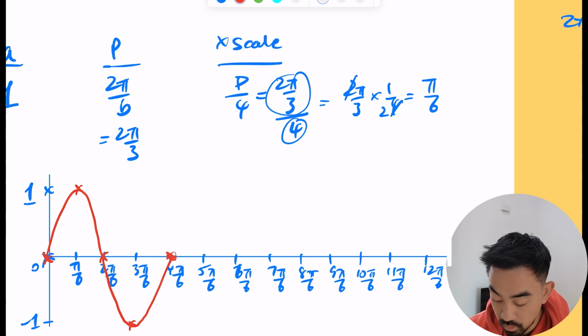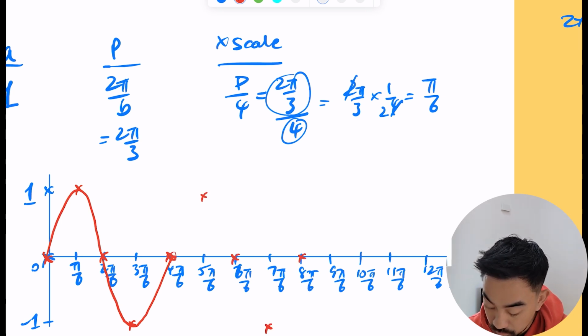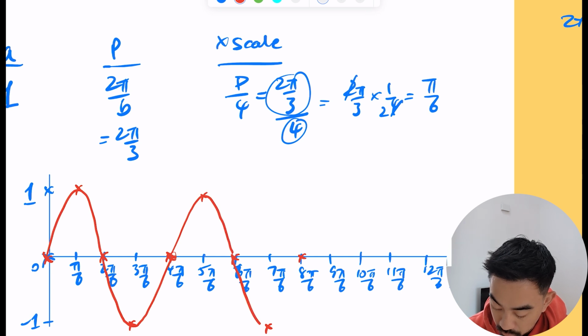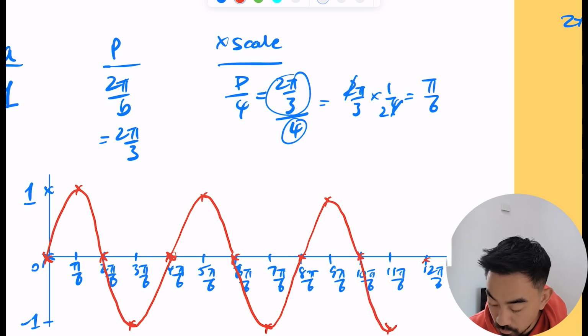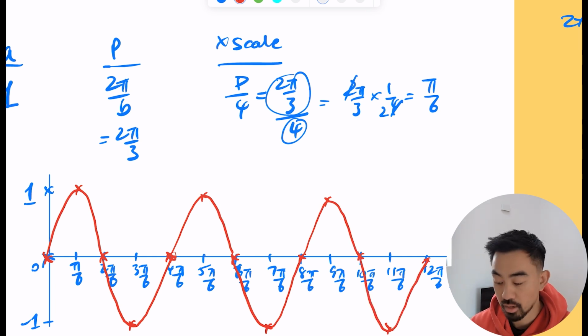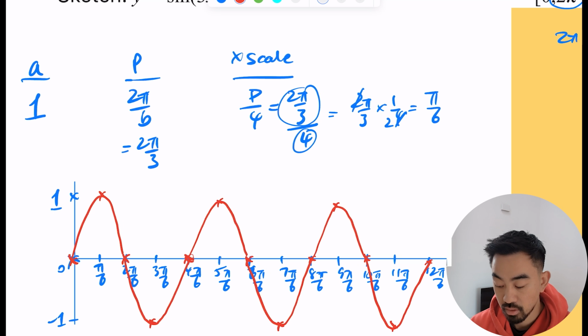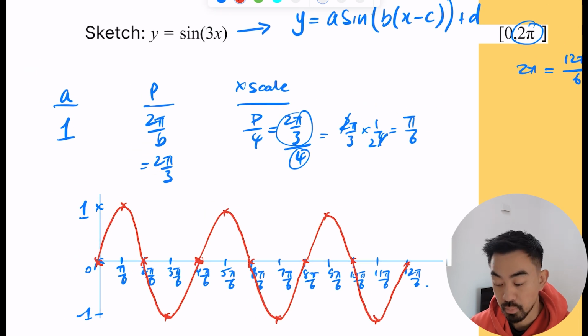So here we go. Okay, and there you are done. So as you can see, you have 3 revolutions between 0 and 2 pi, and that 3 refers to the 3 inside.